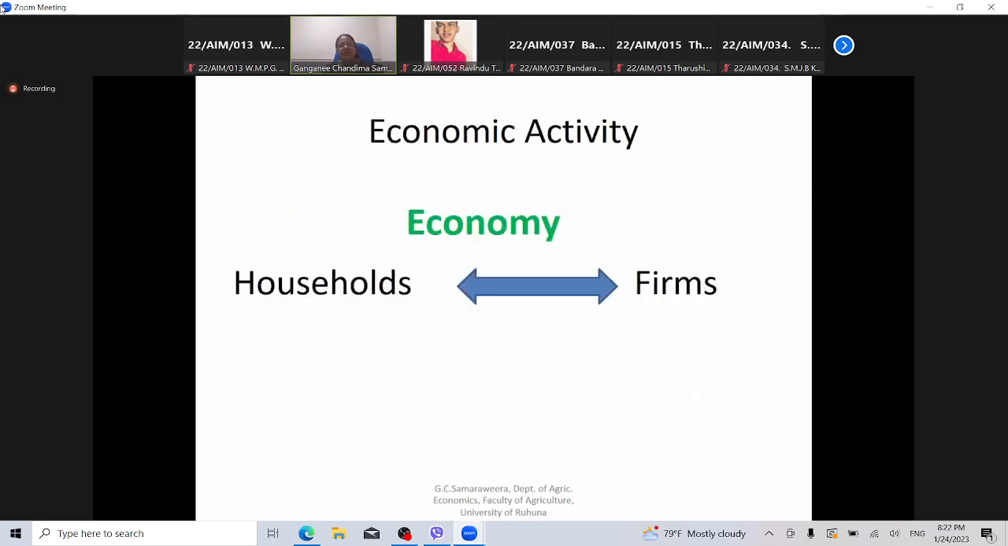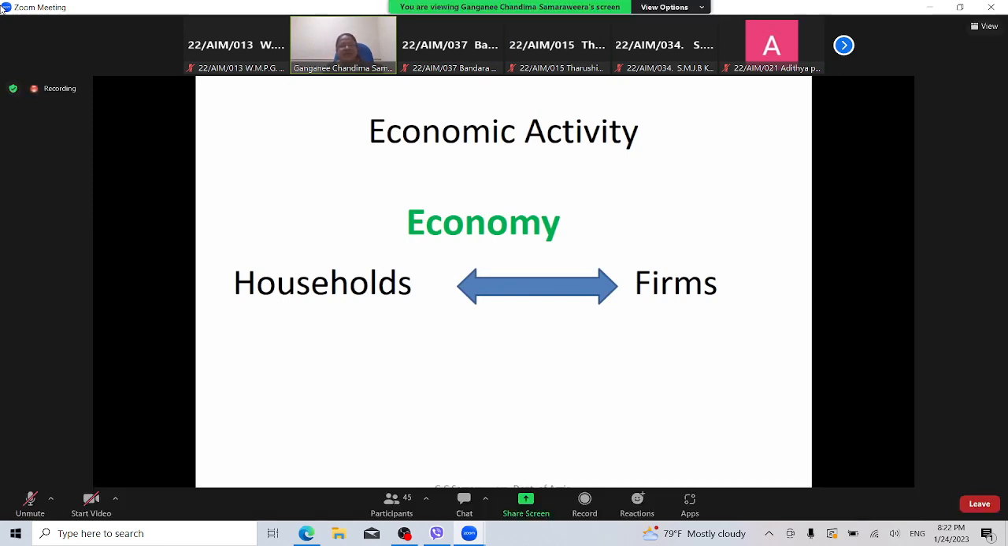Now we'll see economic activity. If I ask you a question, who are the households? What may be your answer? Households? Anyone? Sorry? Samanya Janata. Yes, the normal general public, including you all. Very good. So households means we all.